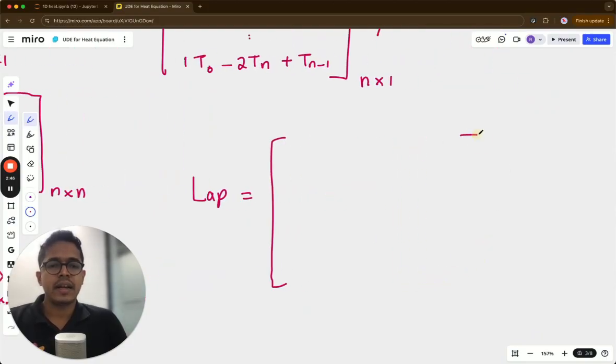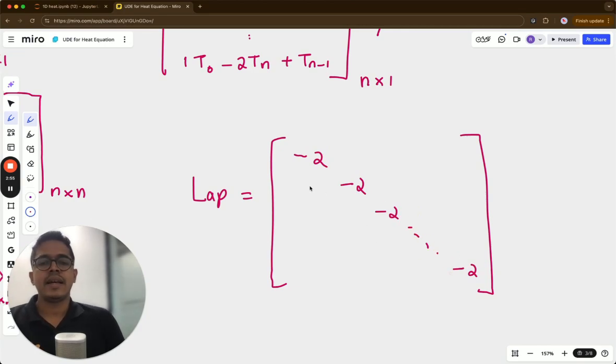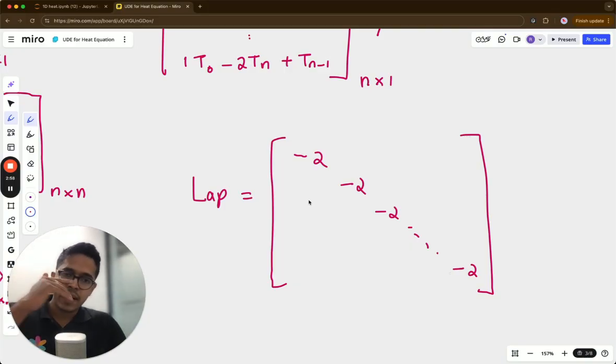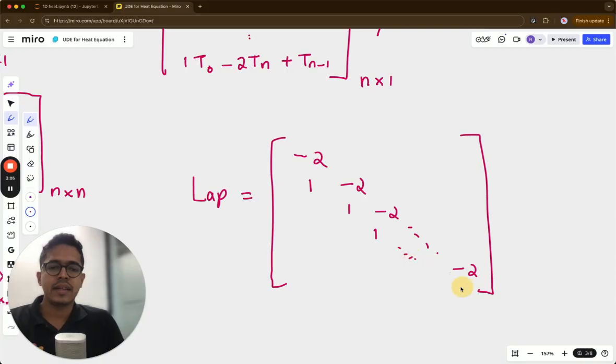Okay, all the diagonal elements are -2. So this is -2, this is -2, all in between elements are -2. And let's say there are two more diagonals, upper diagonal and lower diagonal. So let's say the lower diagonal was 1, 1, 1, like that, up to 1. Now the upper diagonal is also 1, 1, 1, like that, up to 1. And all the other elements are zeros.